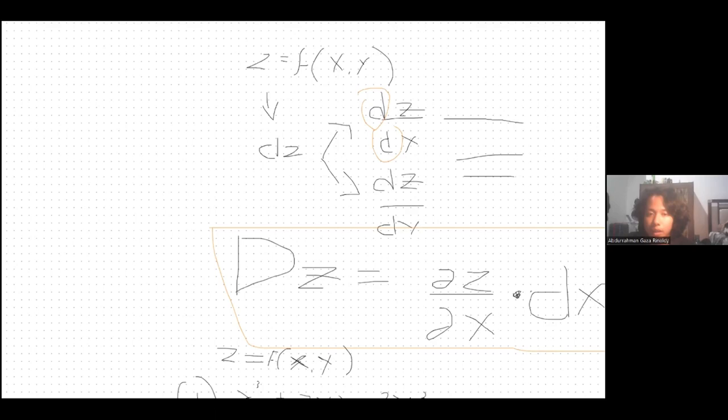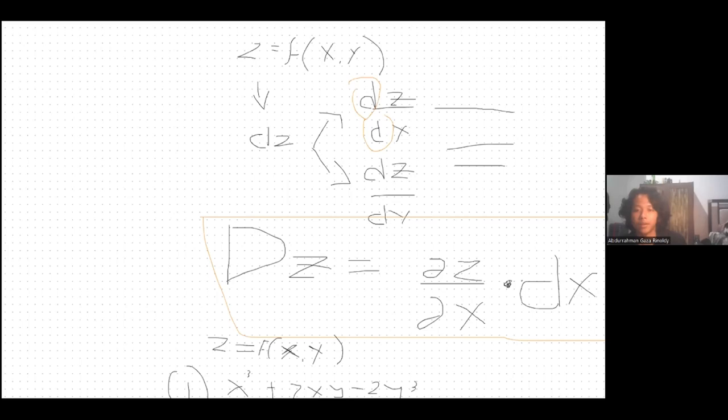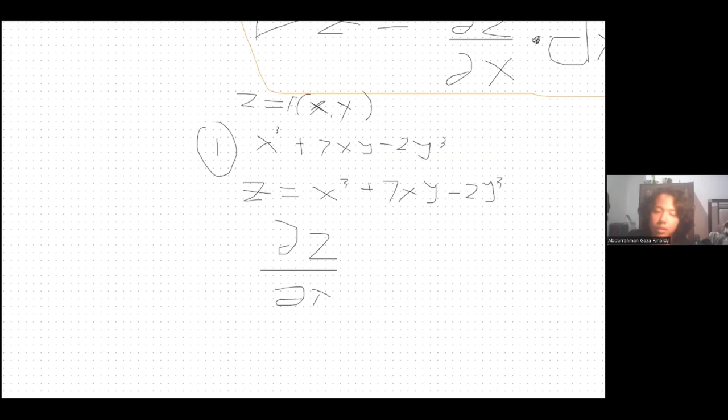We write them separated like this, ∂z over ∂x and ∂z over ∂y. We don't use d. The first one is ∂z/∂x. So what we must search for is x. The other one is y, right? So we just look at it as a constant, or just a number.